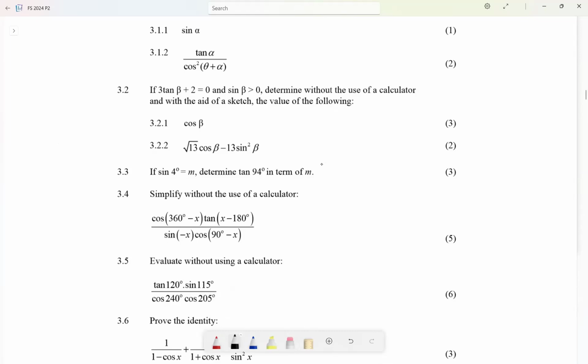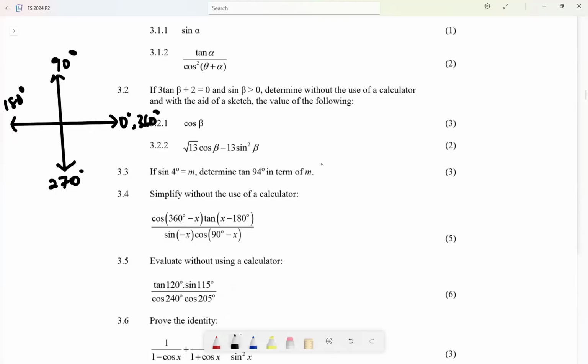Okay, now I'm told that if 3 tan beta plus 2 is equal to 0 and sine beta is greater than 0, determine, without the use of a calculator and with an aid. Now they tell you with an aid. Remember, you should just remember you are doing your CAST. Let me do it here. This is what is needed. Here it is 0 degrees or 360 degrees. I have 90 degrees, 180 degrees, 270 degrees.